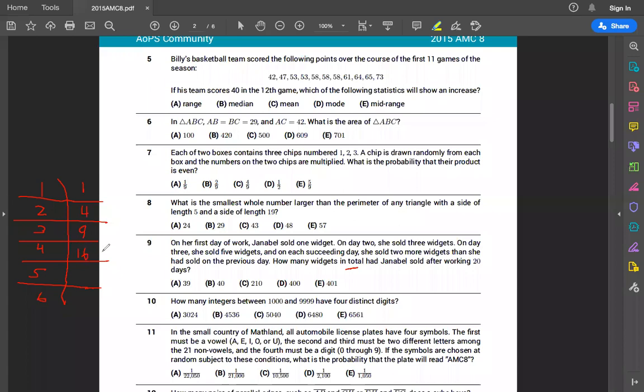And you can see a pattern here, right? All of these are square numbers. And if you continue this, you'll see that it does work. And you can see that on day X, she's basically sold a total of X squared widgets. So after 20 days, she will have sold 20 squared, which is 400 widgets.